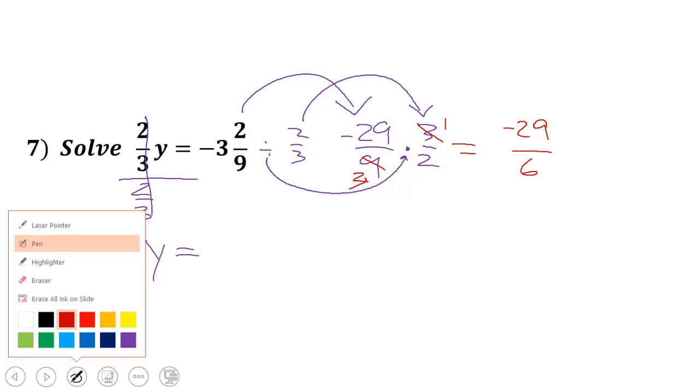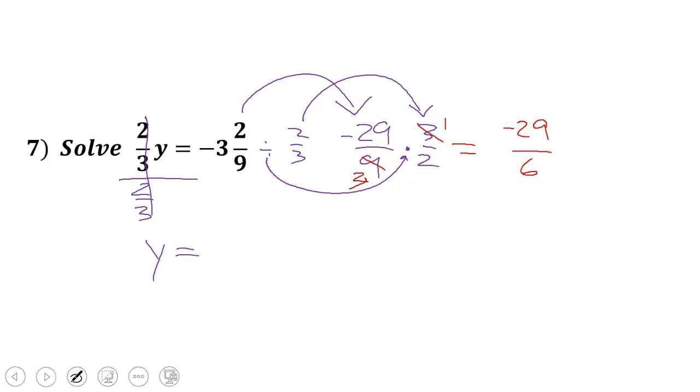And when I finish that answer, 6 does go into a negative 29 4 times. That will be a negative 4 because a negative divided by a positive is negative. So a negative 4 and 5/6. Right? Just going to leave it that way.